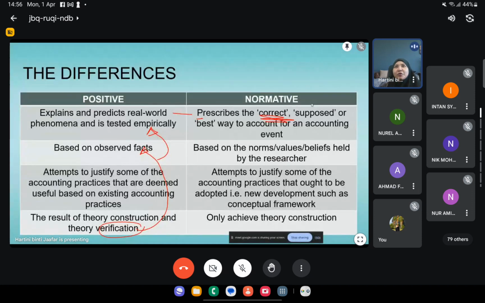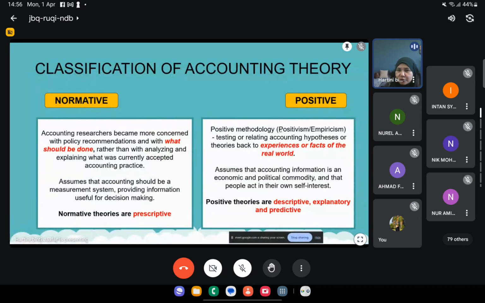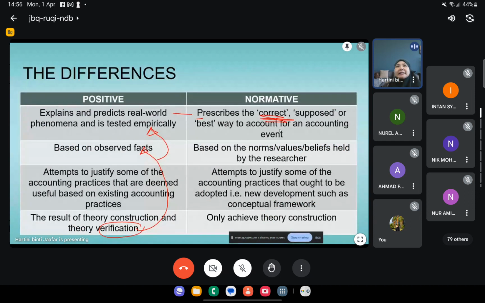Of accounting for an event. Usually it is quite biased because the prescription is based on the norms or values or beliefs held by the researcher. Sebab apa? Sebab yang buat tu human being kan. Because they have different backgrounds, they have different values. Therefore, the values they impart on their suggestions.